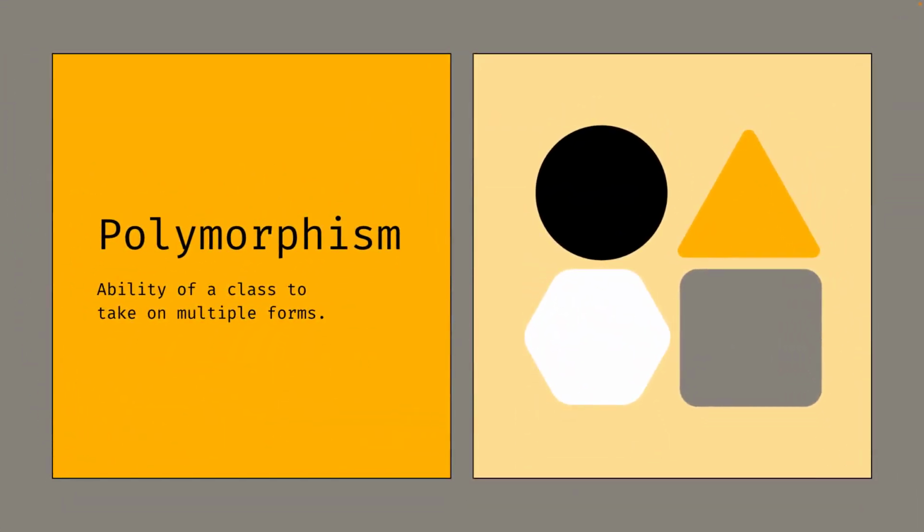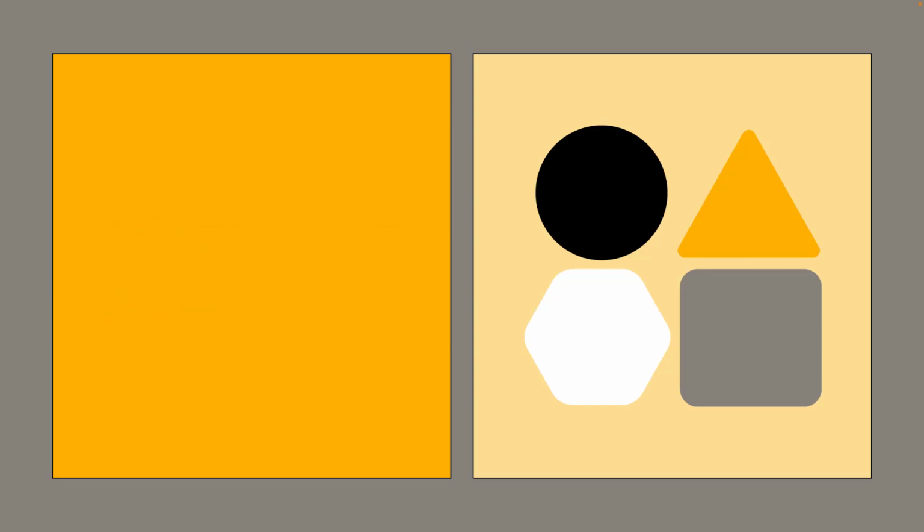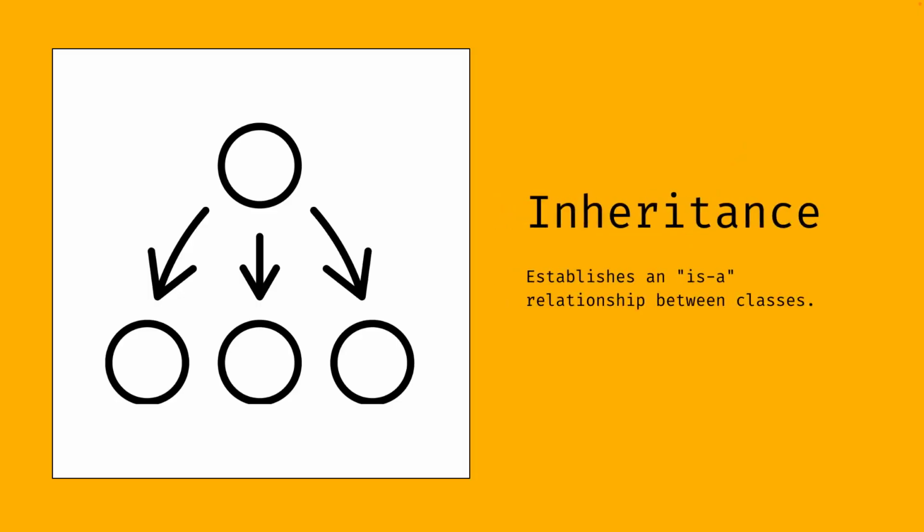So sure, polymorphism is the ability of a class to take on multiple forms. But how does this work and why is it relevant? First of all, polymorphism can be achieved through inheritance, where a child class inherits the properties and methods of its parent class. Or through something we'll see later, namely interfaces. This all establishes an is-a relationship between classes.